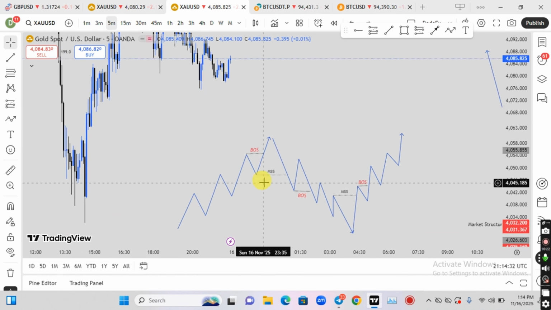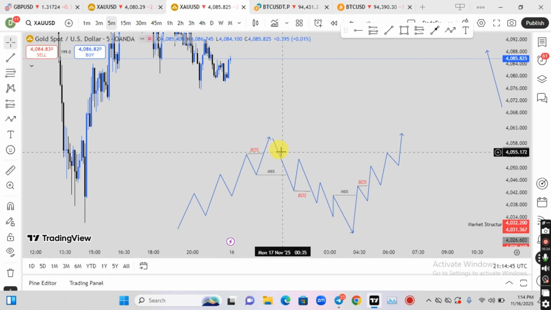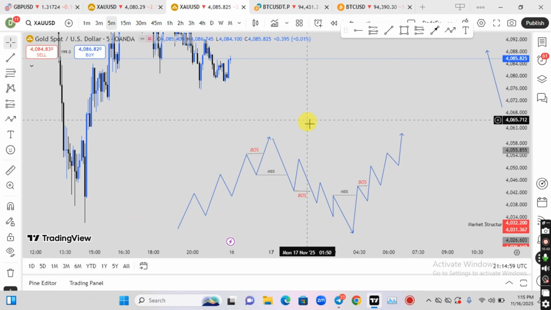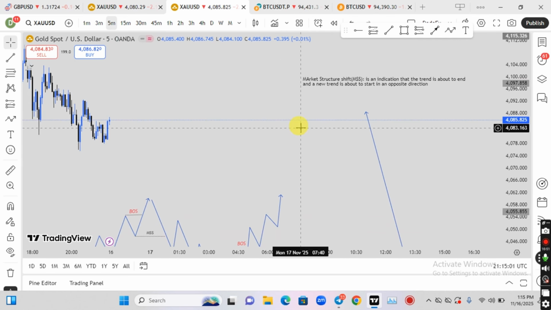Understand? But whenever there's a market structure shift, that means the current trend is about to end and a new trend is about to start, right? But on the market structure, when price break the recent highs or lows, it is a continuous trend. It's not ending. MSS ends the current trend and starts a new trend. BOS keeps the trend going. That's all about break of structure and market structure shift.